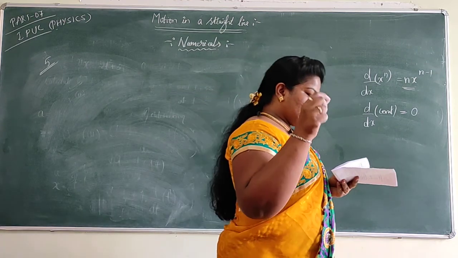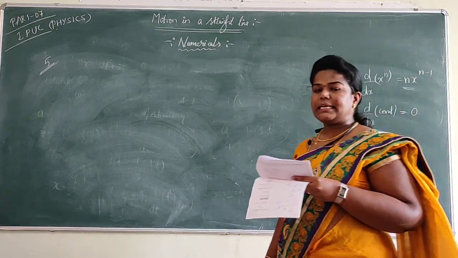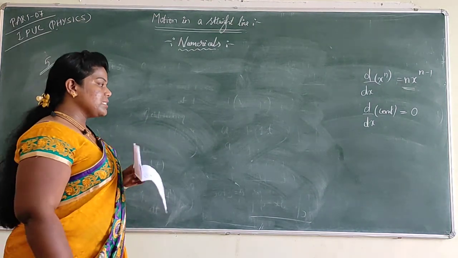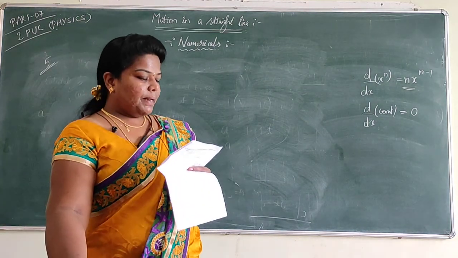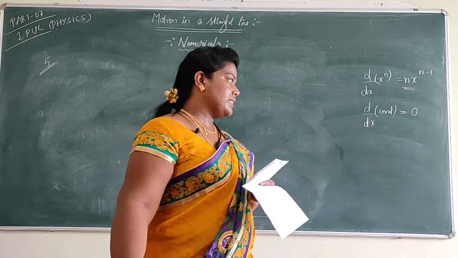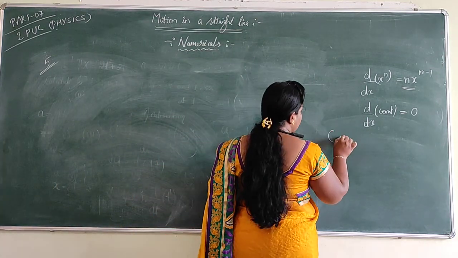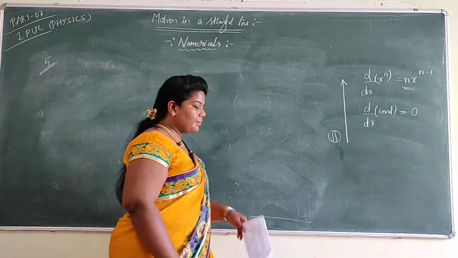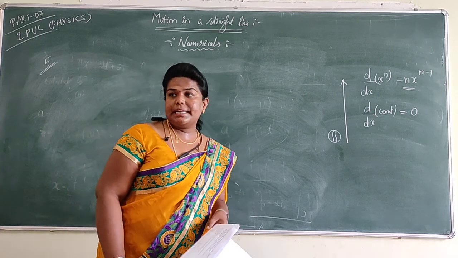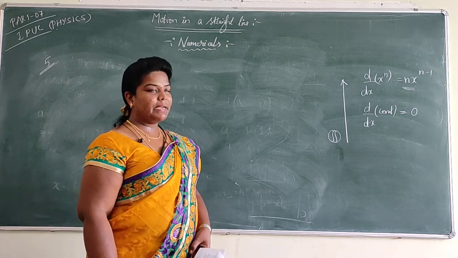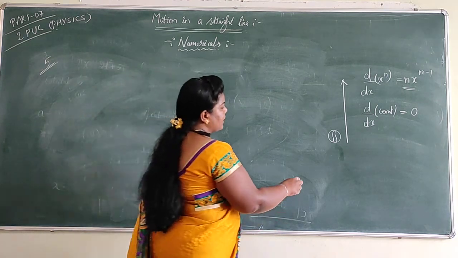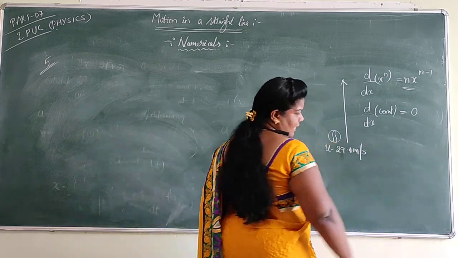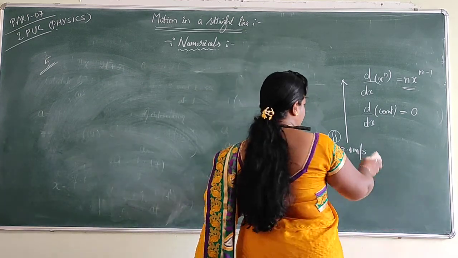A player throws a ball upwards with an initial speed of 29.4 meter per second. See, the player is going to throw the ball upwards. With how much speed is it thrown? 29.4 meter per second. It means the initial velocity u is 29.4 meter per second. This was the condition they gave.